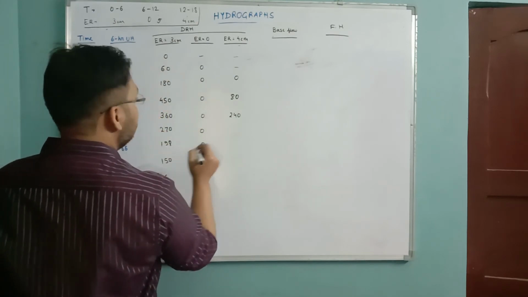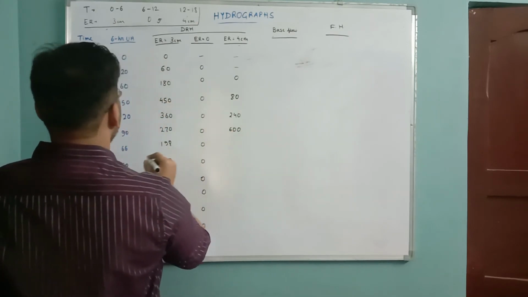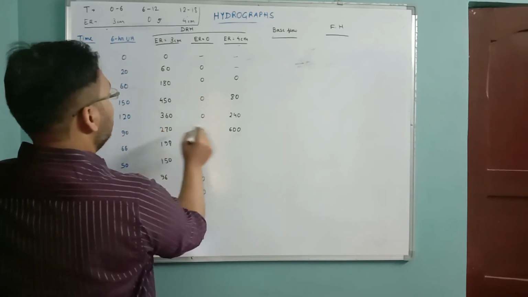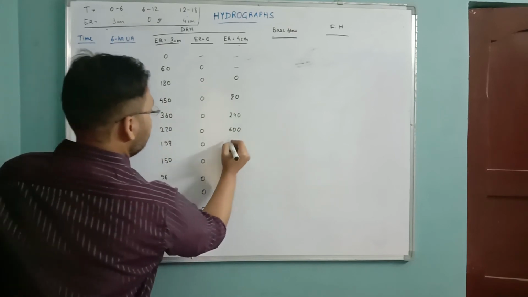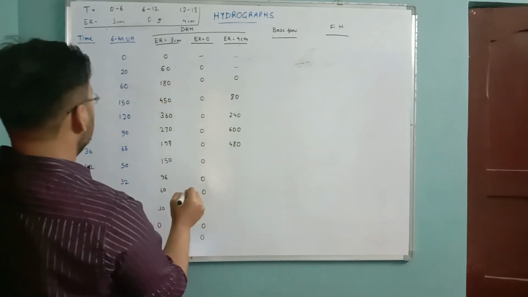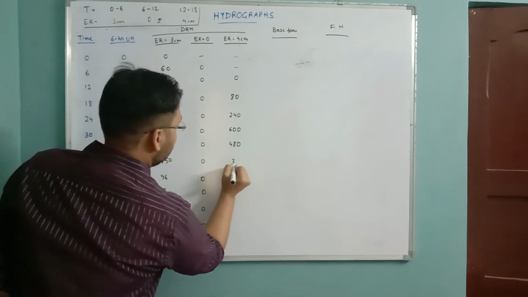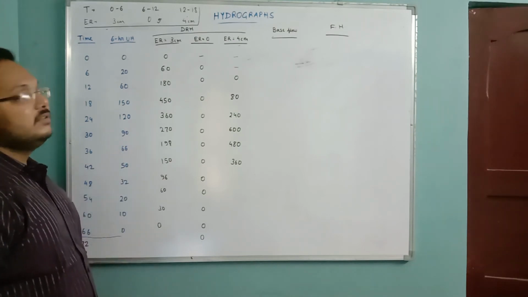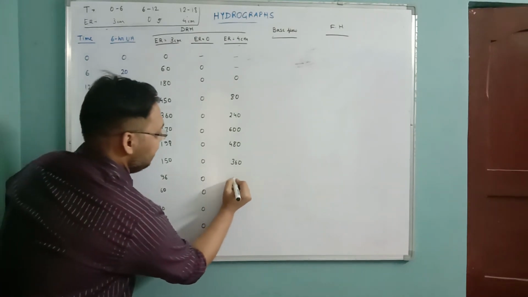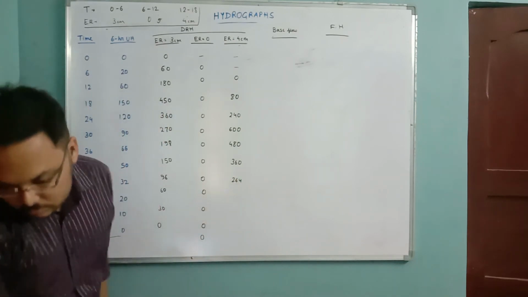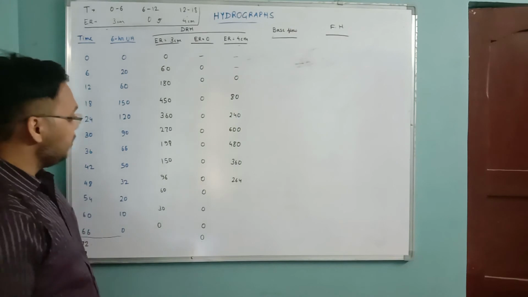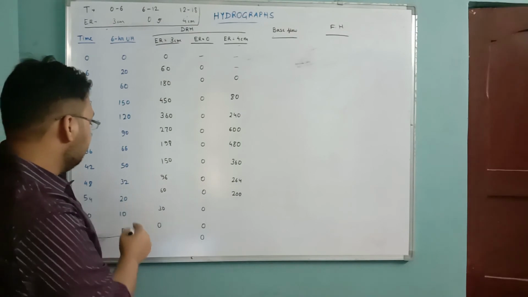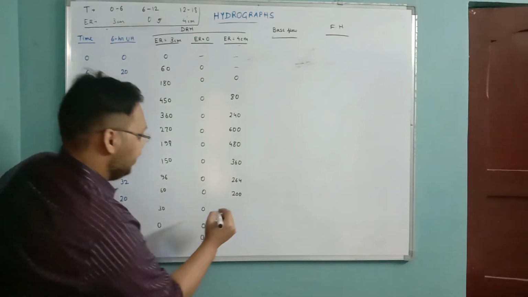4 times 150 is 600. Okay, so yeah, it's fine. 4 times 150 is 600, 4 times 120 is 480, 4 times 90 is 360, 4 times 66 is 264, I guess. Yeah, 264. 4 times 50 is 200. 4 times 32 is 128.